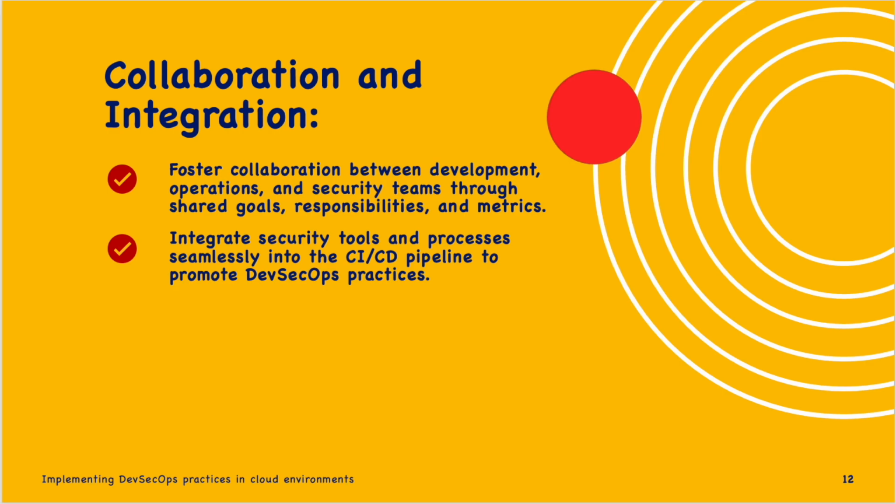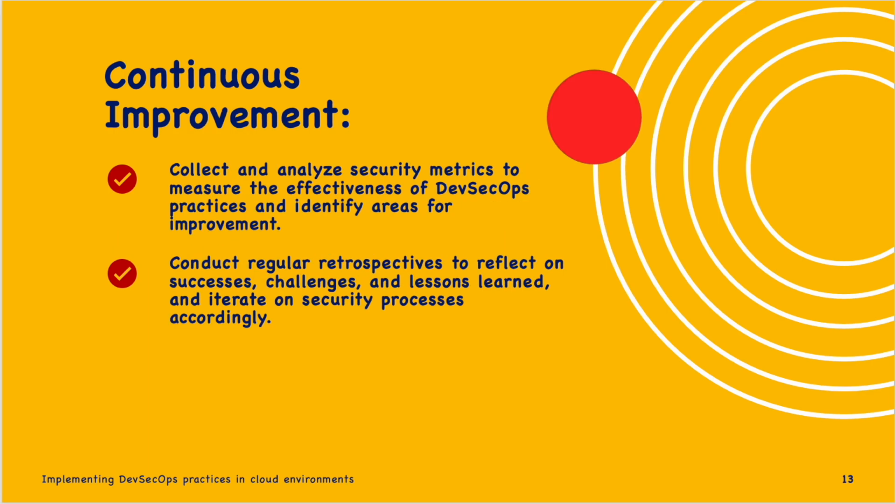Now, collaboration and integration. Foster collaboration between development, operations, and security teams through shared goals, responsibilities, and metrics. Integrate security tools and processes seamlessly into the CI/CD pipeline to promote DevSecOps practices. Next is continuous improvement. Collect and analyze security metrics to measure the effectiveness of DevSecOps practices and identify areas for improvement. Conduct regular retrospectives to reflect on successes, challenges, and lessons learned, and integrate them into security processes accordingly.